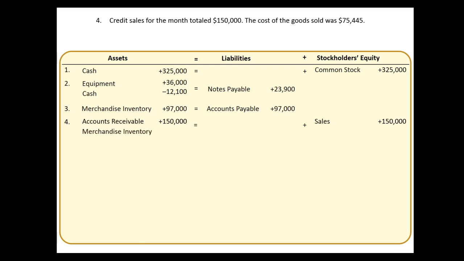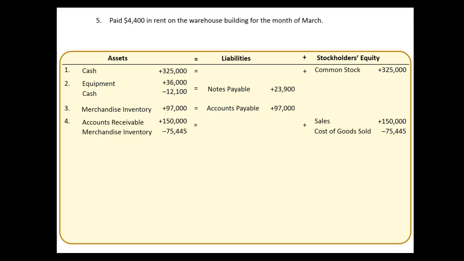Then we have to reduce our merchandise inventory. We sold those goods, so we no longer have sitting in inventory the $75,445. So we're decreasing an asset by $75,445, and this expense, cost of goods sold, will ultimately come back and reduce our retained earnings. So again, in this transaction, our assets get decreased and our stockholders' equity also gets decreased.